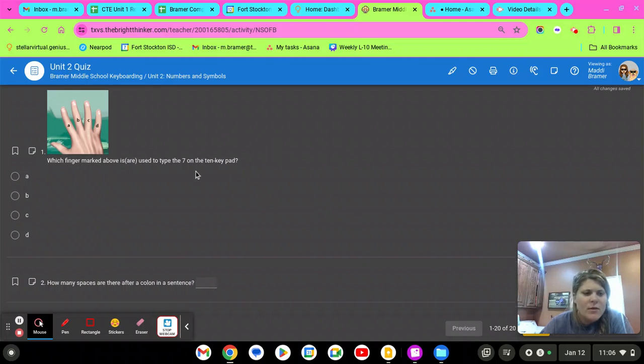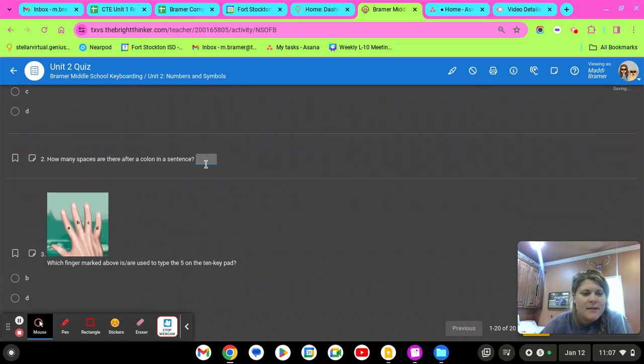So number 1, it's asking which finger is used to type the 7 on the 10 keypad. Remember, on the 10 keypad, that's on the right side, you're just using your 3 fingers on your right hand. So your pointer finger, middle finger, and ring finger. Those are the 3 fingers that are resting on the numbers. And then your pinky rests on the enter. So if we're looking to type number 7, my fingers are resting in the middle at 4, 5, and 6. So my pointer finger is on the 4. It's going to go up to 7. So that would be A, my pointer finger.